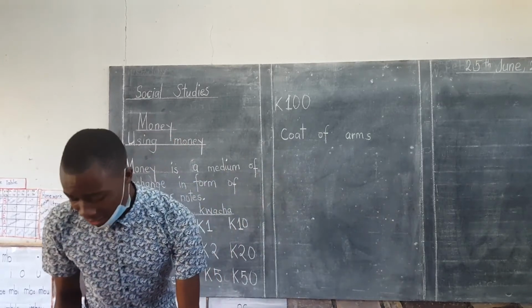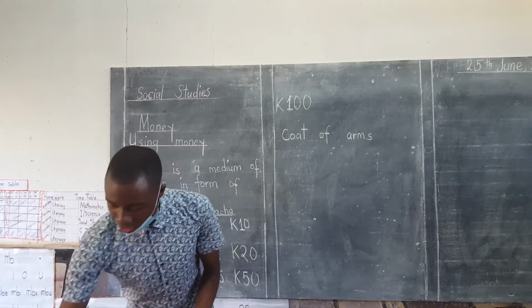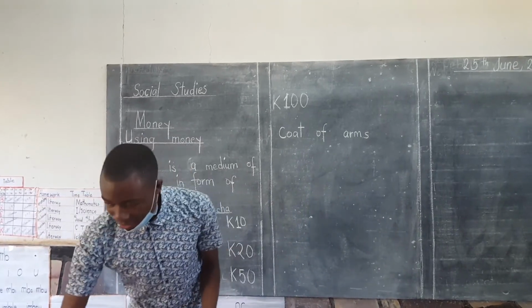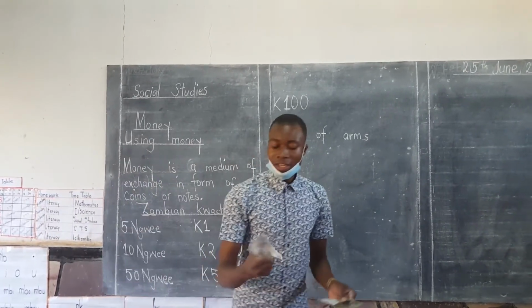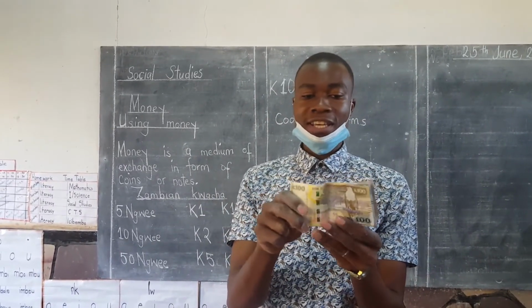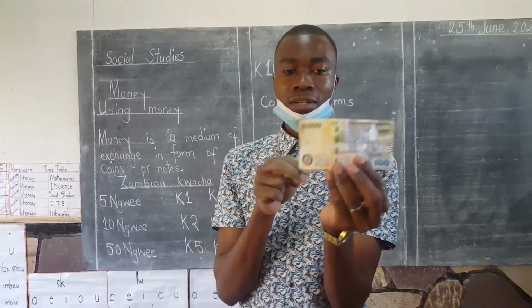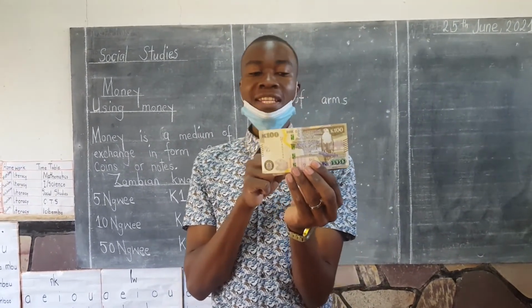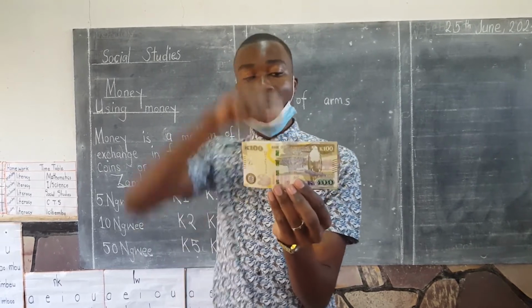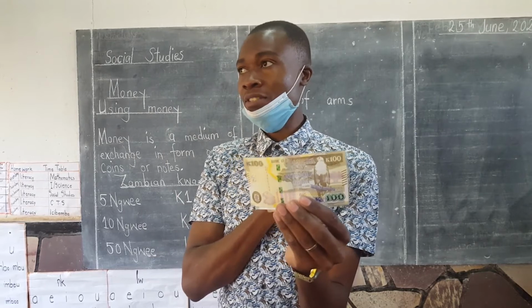Apart from a coat of arms, on all these monies, you're going to find that there is also another thing that is common. And it happens to appear on all the national identities that we talked about in social studies.